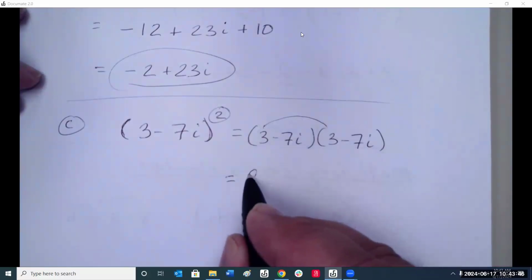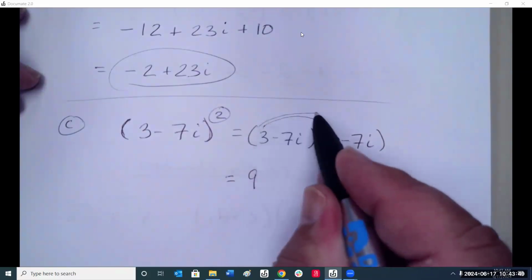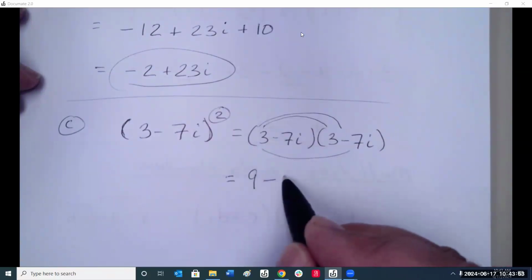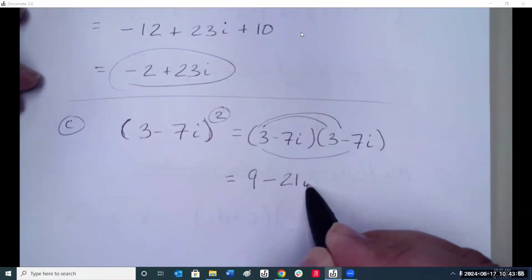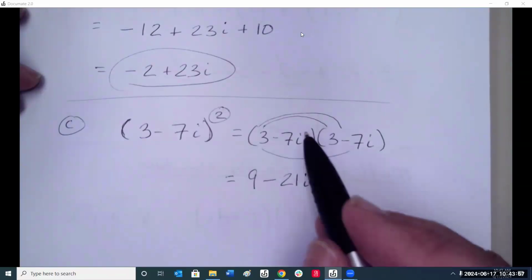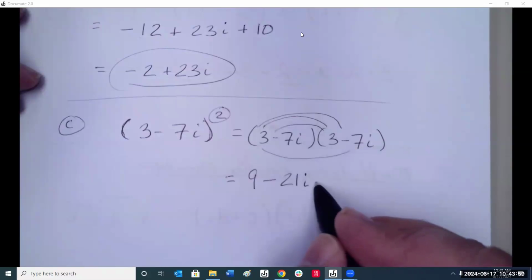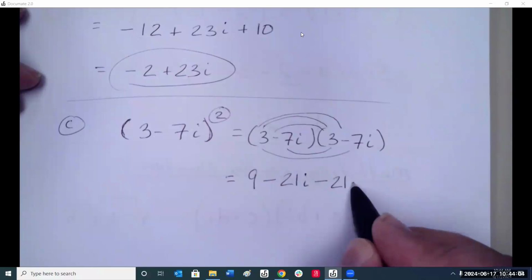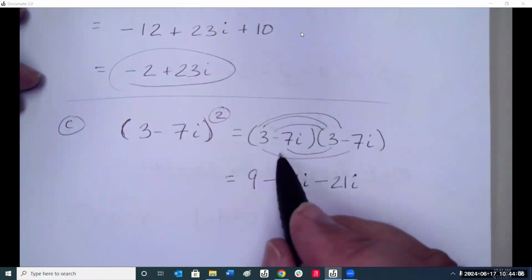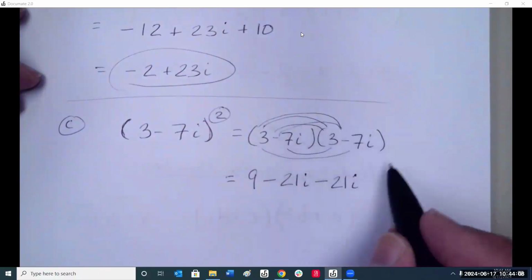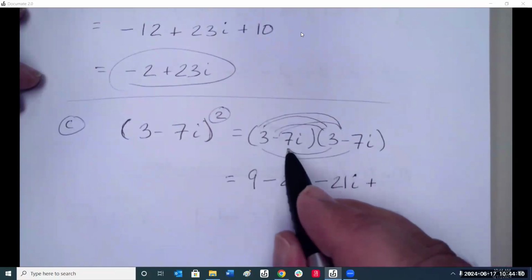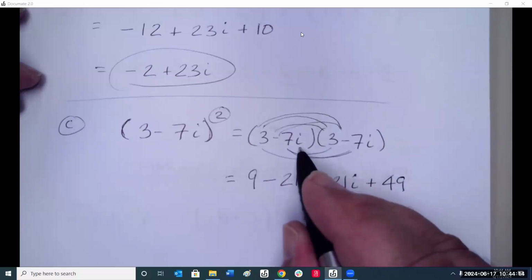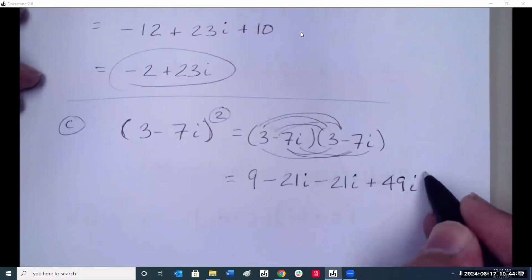3 times 3 is 9. Positive times negative is negative. 3 times 7 is 21i. Negative times positive is negative. 7 times 3 is 21i. Negative times negative is positive. 7 times 7 is 49. I times I is I squared.